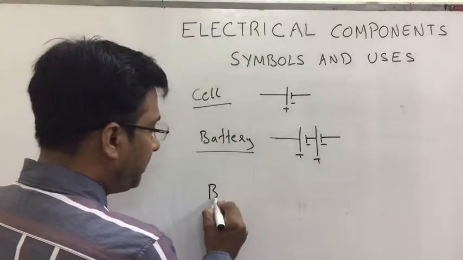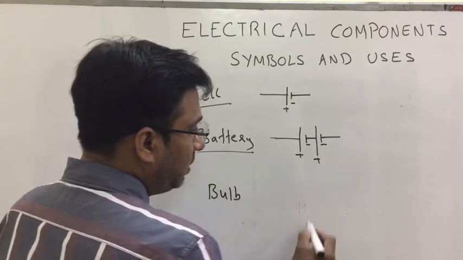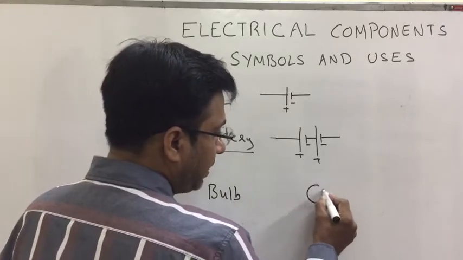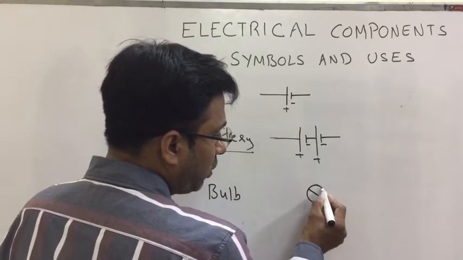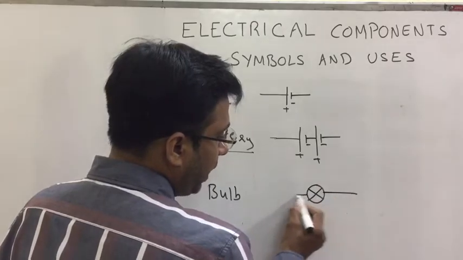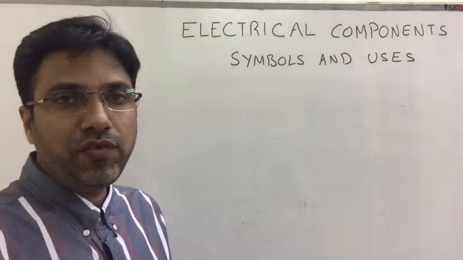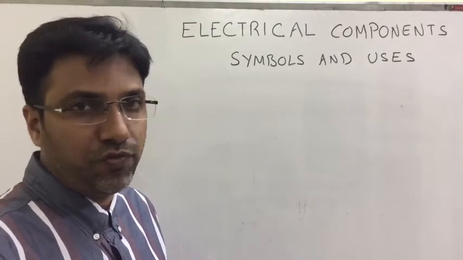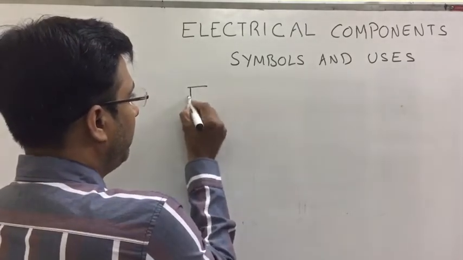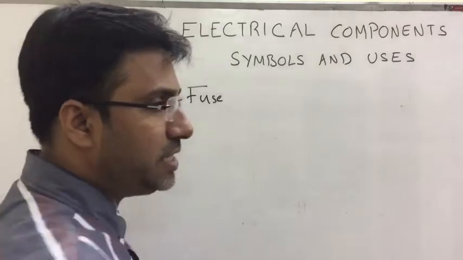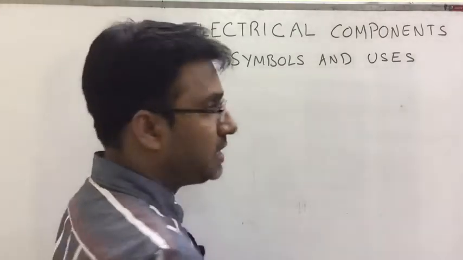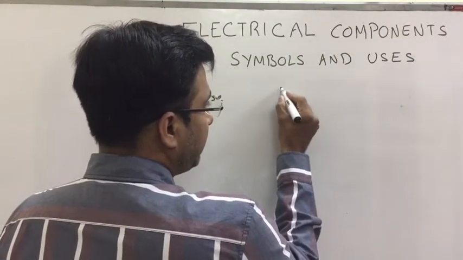Next one is bulb. Bulb is represented like this, a circle with a cross in it and 2 lines. This is the representation of bulb. Let us see one more electrical component, that is fuse. Fuse is a safety device. It is represented like this.